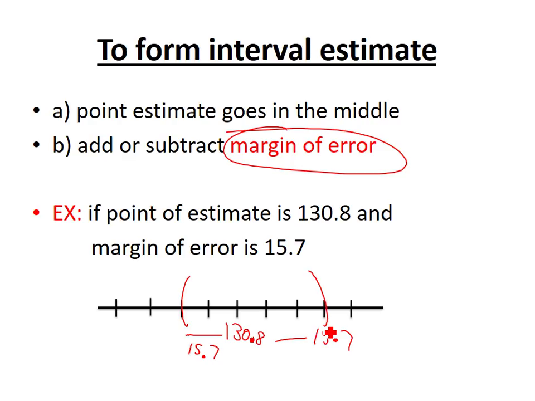Mine doesn't look very good. I went too far one way, not far enough the other. But that's going to be our confidence interval. This should be right in the middle. And then we're going to be a certain percentage confident that the mean is going to fall within that range.